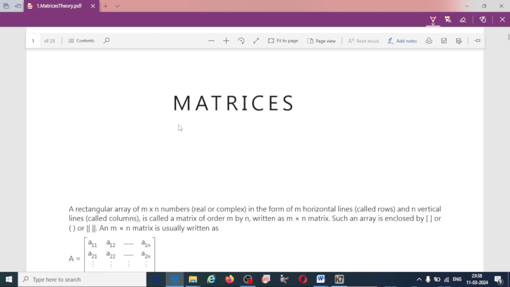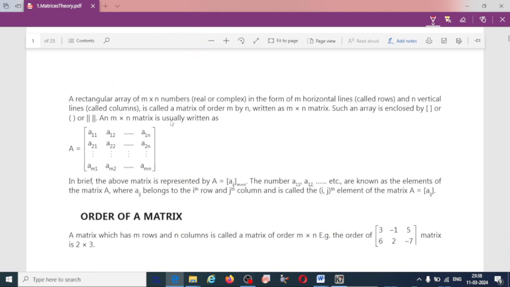Matrices. First of all, we should discuss the definition, and then we can discuss the order of matrices and what the types of matrix are. So first, if we want to define the matrix, it is a rectangular array of m cross n numbers, real or complex, in the form of m horizontal lines called rows and n vertical lines called columns. It is called a matrix of order m by n.